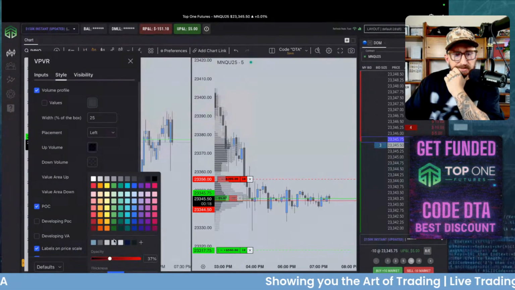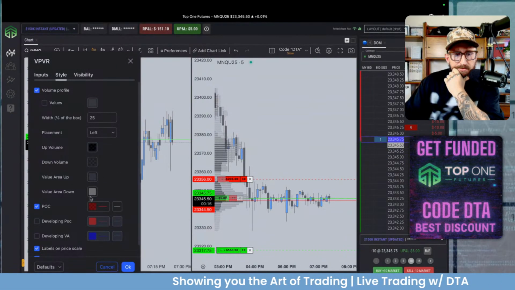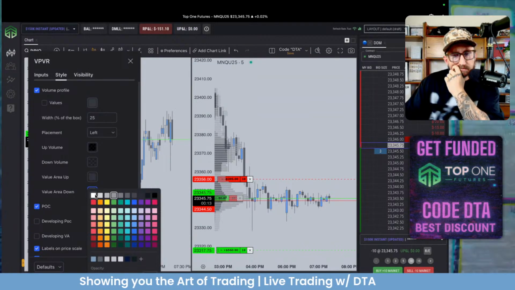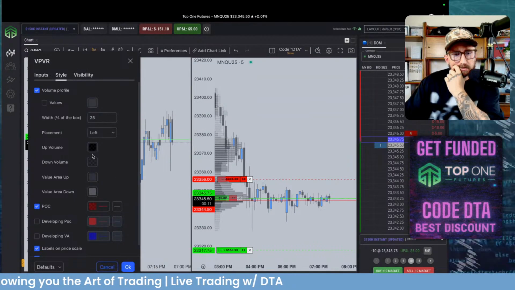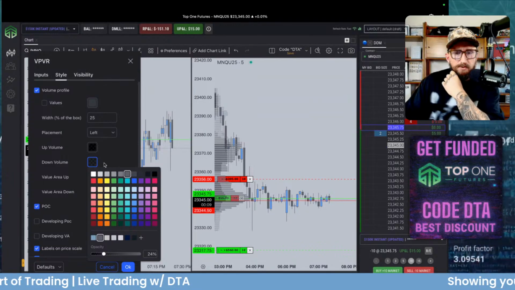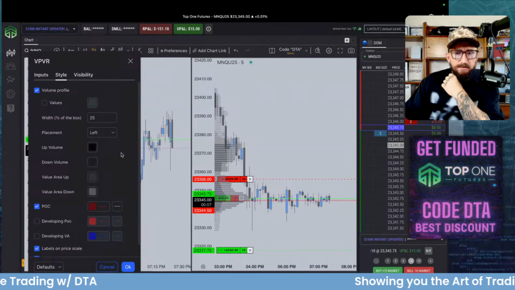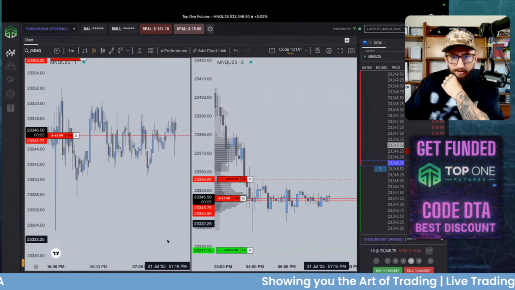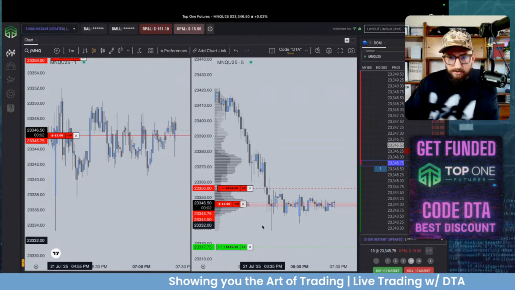Going to control, make this a lot less dark. So basically, if you're ever going to use volume profile, number 1, move it to the left side of the screen, make it look nice. And I want you to observe what we're seeing here.